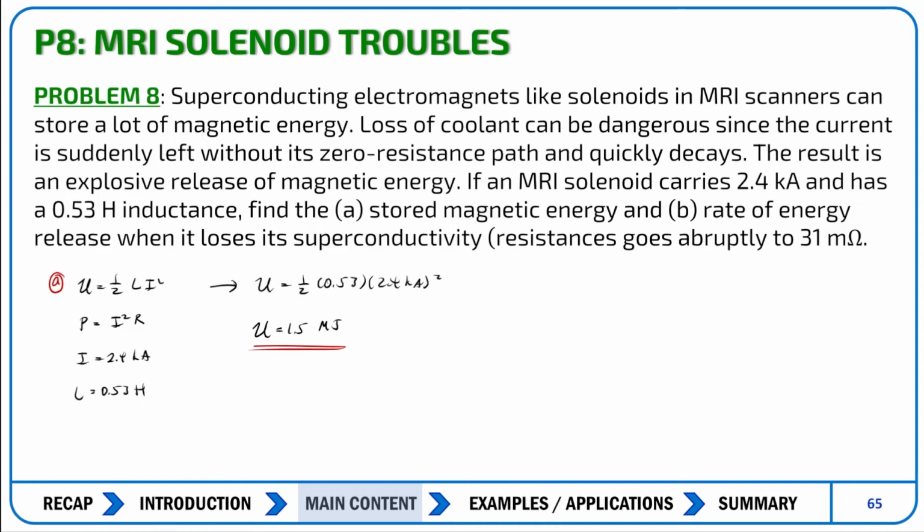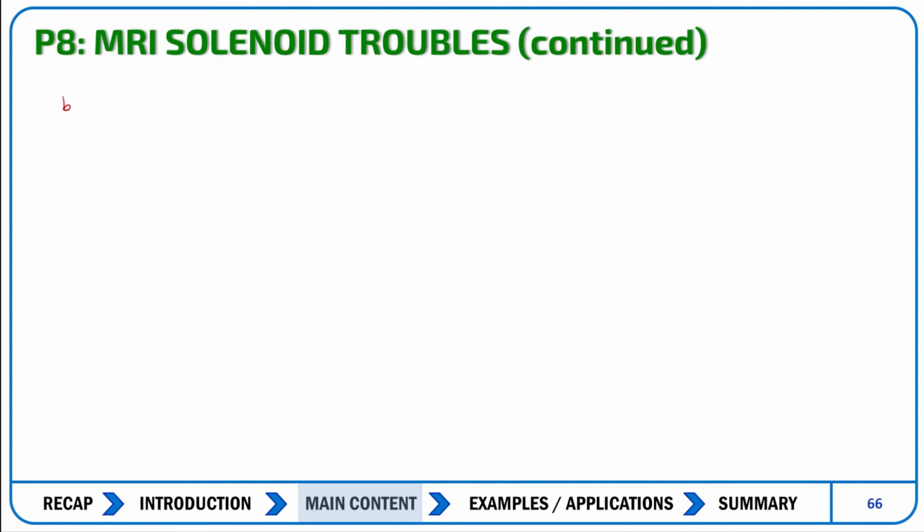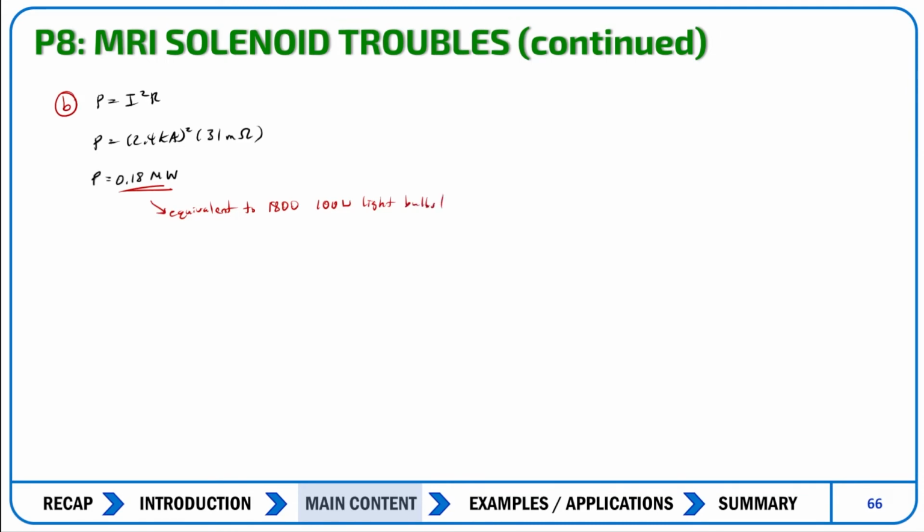Now we want to take a look at the energy release. I'm just going to go down to the next section. This is part B. We already know P is equal to I squared R. We know that I is equal to 2.4 kiloamps squared. And then we know R is going to be, let's just write it in what we're given, 31 milliohms. So that gives us P equals 0.18 megawatts as our answer. And that is a lot of power. In fact, this is equivalent to about 1,800 100-watt light bulbs. So you can kind of imagine how much power that contains.